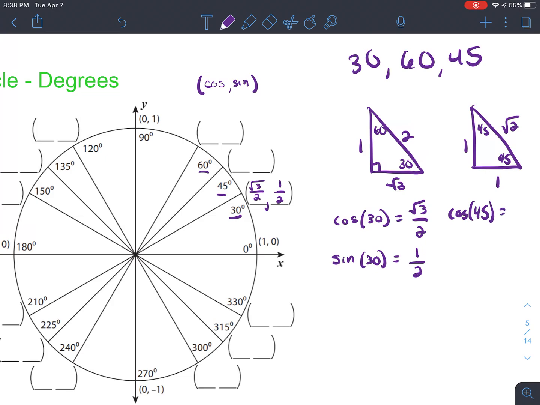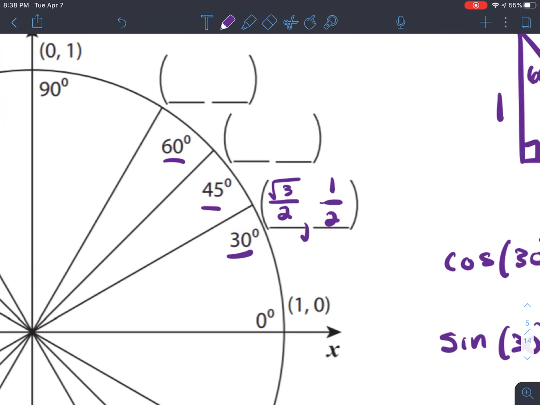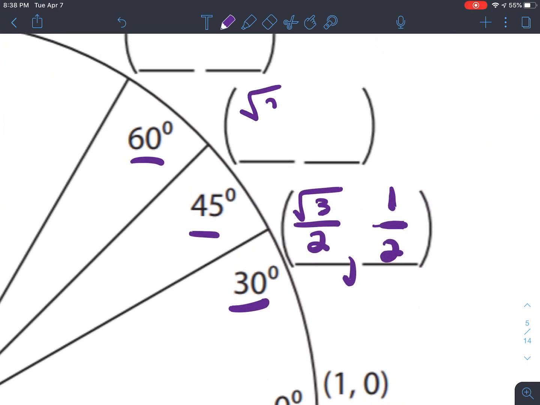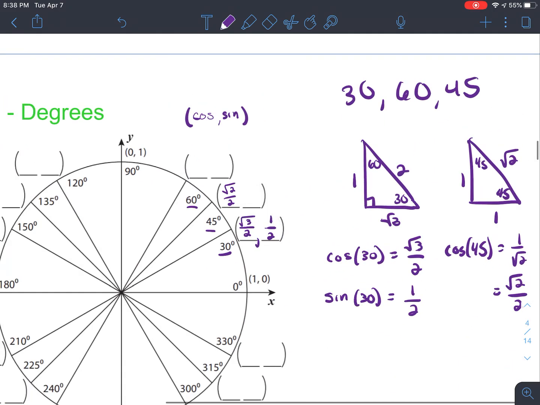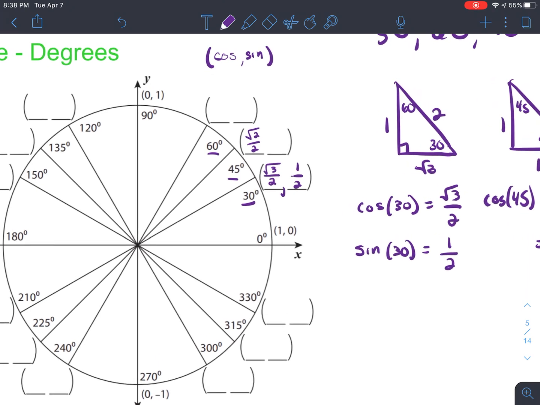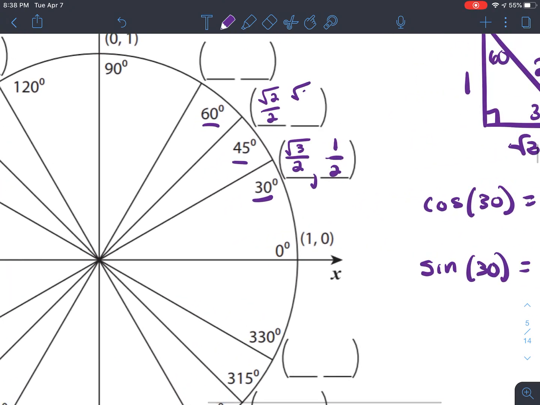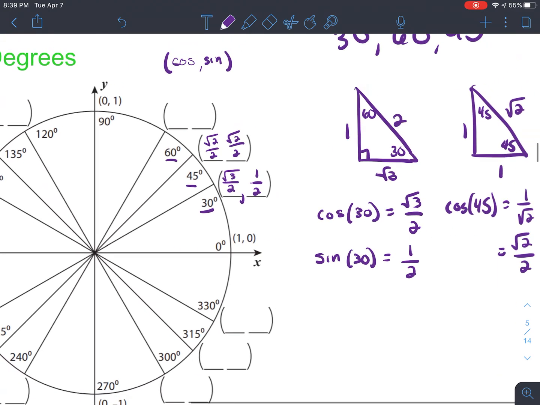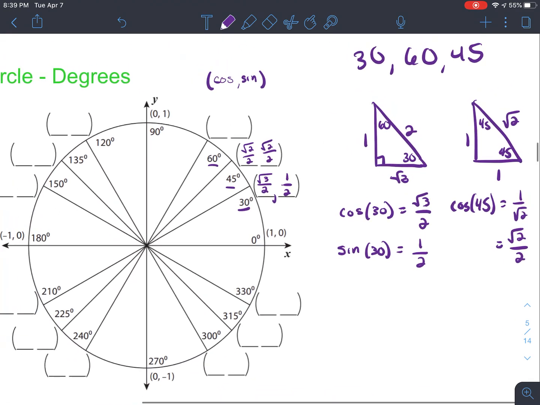45. We want the cosine of 45. Well, cosine of 45 is equal to 1 over radical 2. When we rationalize, we get that that's radical 2 over 2. So that's going to be my x value because that's my cosine. Now, if we remember, when we have the 45, 45, 90 right triangles, the sine and the cosine are going to be equivalent. So this is going to be also radical 2 over 2.